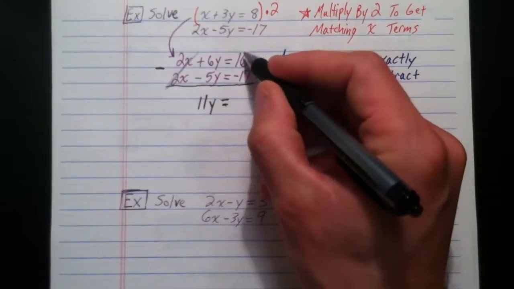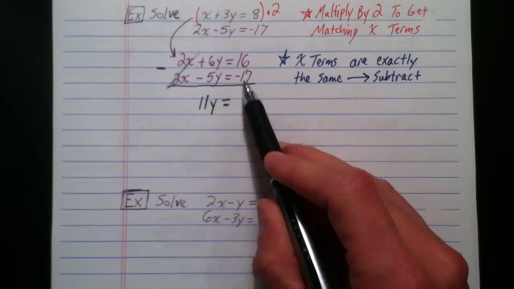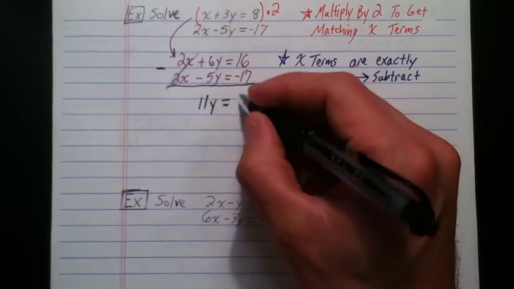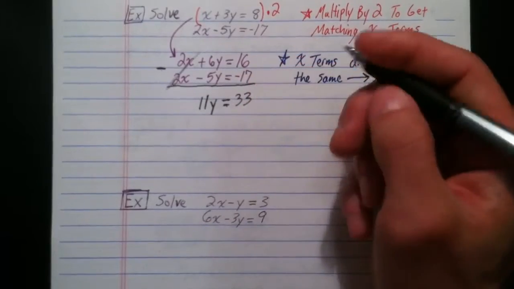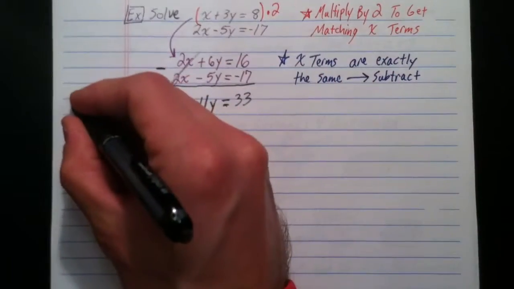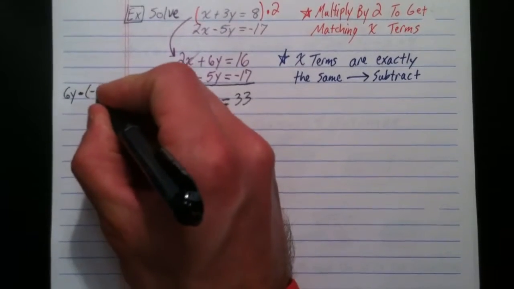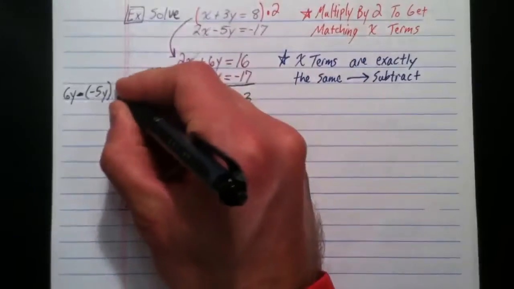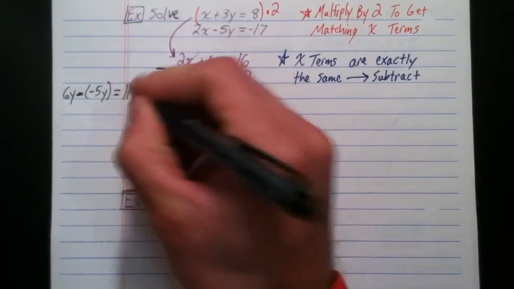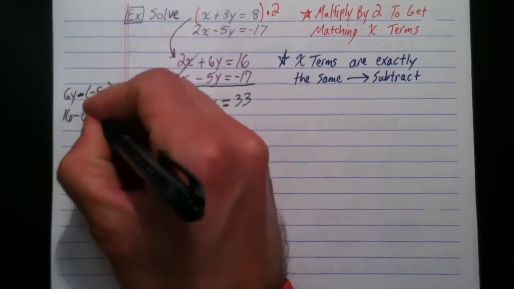Same thing happens over here. We have a 16 and we're subtracting a negative 17. So that's actually the same as adding. That's going to end up giving us a 33. Okay. So here off to the side, let me show you why that is the case. We had 6y and we were subtracting a negative 5y. And when you subtract a negative, it's the same as adding. That's why we ended up getting 11y there. And we did the 16 minus the negative 17.